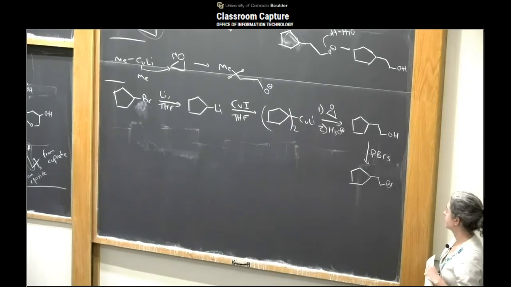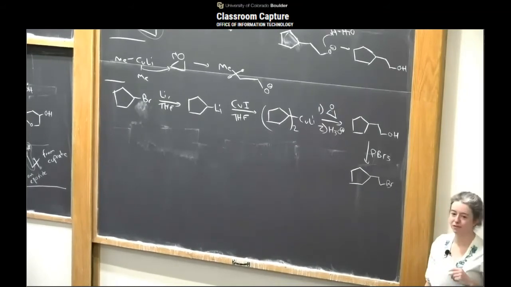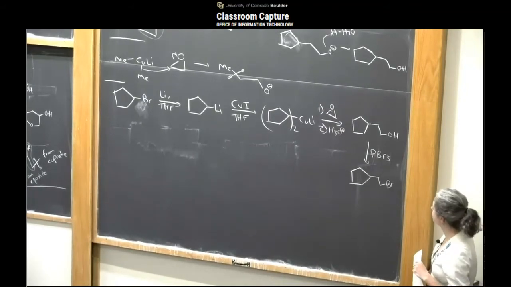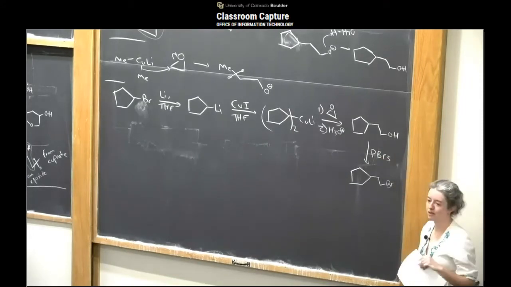Out of the 3 options, PBr3 is pretty quick and easy to write, and HBr makes me a little bit nervous because it messes with a lot of functional groups. So PBr3 is kind of my default for this OH goes to Br kind of choice.